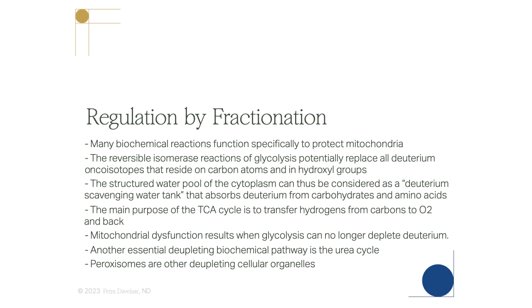The deuterium gets dropped off in there and the hydrogen gets picked up, reattached to the molecule. And this is how it absorbs deuterium from carbohydrates and amino acids. And the main purpose of the TCA cycle is to transfer hydrogens from carbons to oxygen and back. Mitochondrial dysfunction results when glycolysis can no longer deplete deuterium, and the TCA cycle is unable to maintain these depleting functions. Another essential depleting biochemical pathway is the urea cycle, and peroxisomes are another depleting cellular organelle.